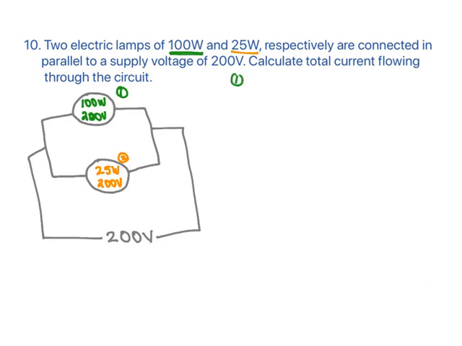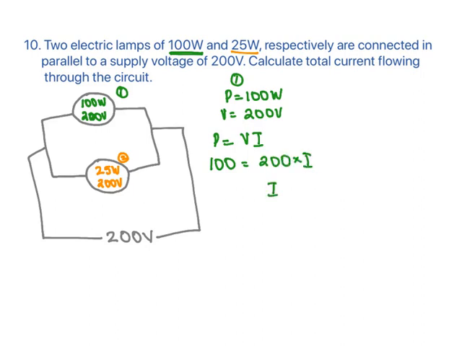So for the first lamp, power is 100 watt, voltage 200 volt. P equals VI, so 100 equals 200 into I, so I equals 100 over 200. So 1 by 2 amperes is the current flowing in one branch. In this branch, the current flowing I1 is equal to 1 by 2 amperes.